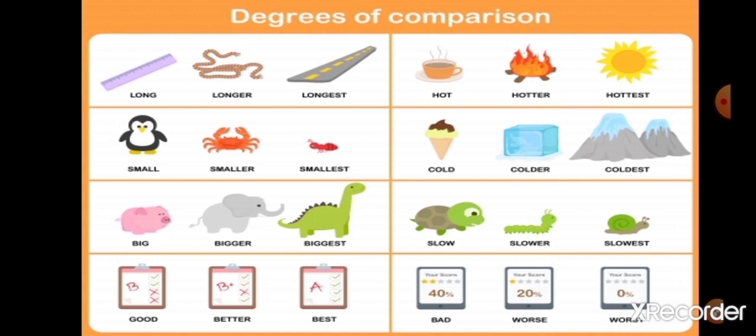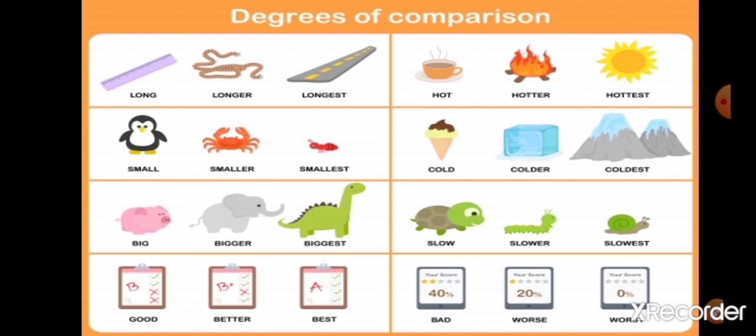Now we will see this with some pictures. First one, you can see the scale. Scale is long. Then you can see rope. Then the longest is the road, the highway. So the scale is long. The rope is longer than the scale. And the highway is the longest. So comparison till the last.